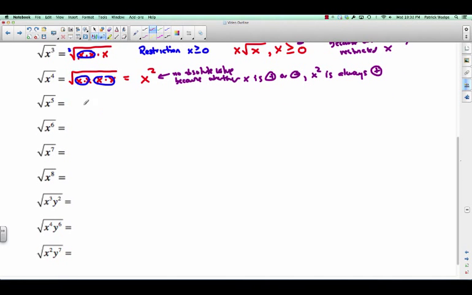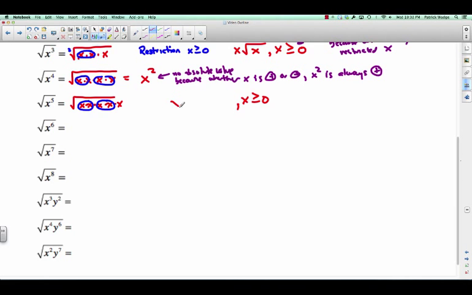X to the fifth. So we're taking the square root of x times x times x times x times x. Do we need a restriction? Yes, we do need a restriction because this is an odd exponent. So what part of our answer is going to be that x has to be greater than or equal to 0. That's how we have to restrict it. So let's look for our pairs here. There's one and there's another one. So those can come out. One x comes out, another x comes out.